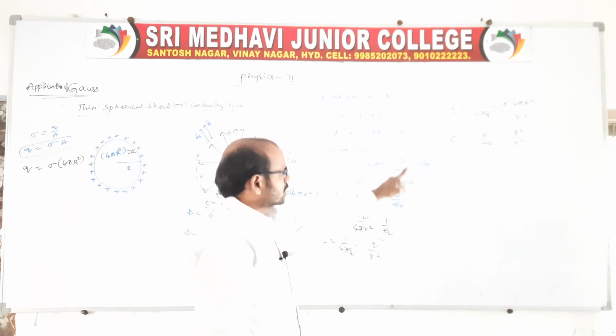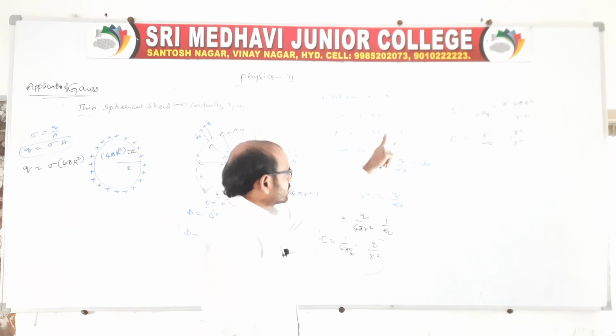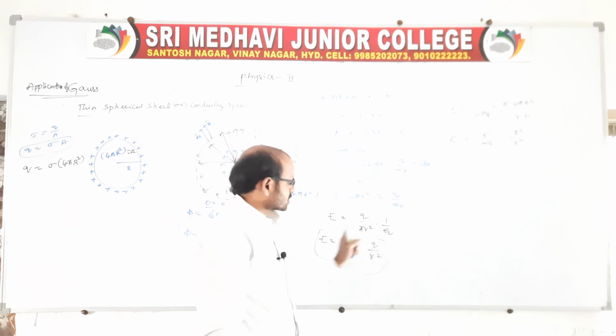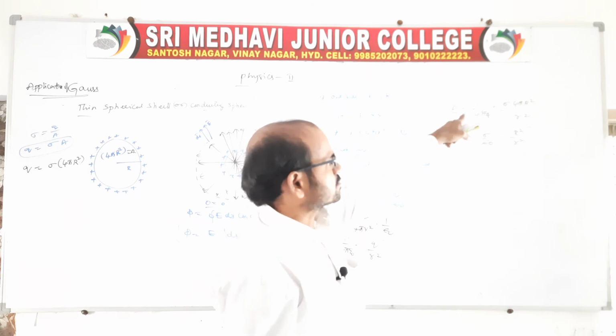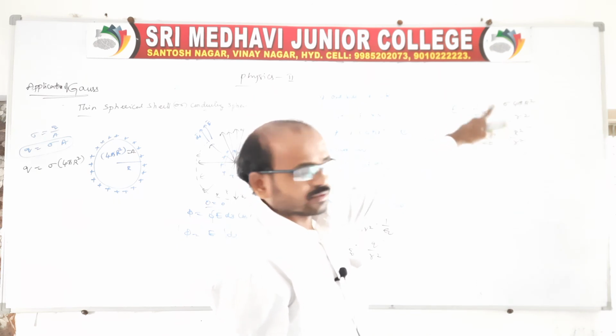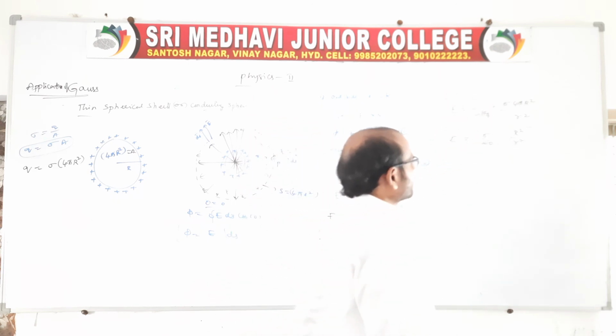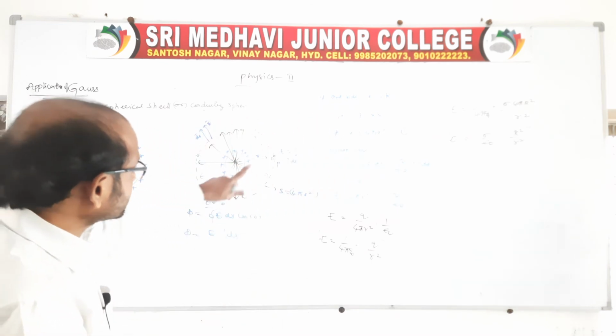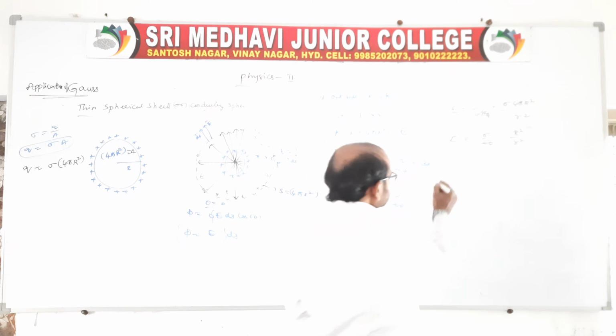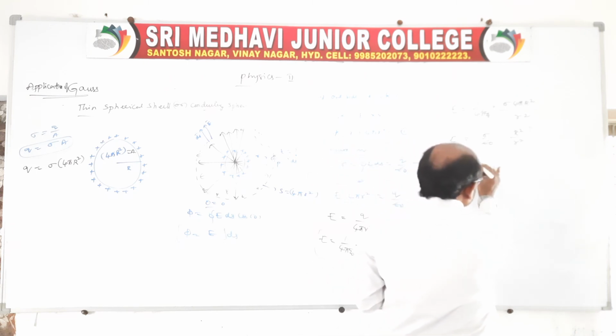Then according to Gauss law, E is equal to Q by epsilon naught, E is equal to Q by 4 pi r square, 1 by epsilon naught. Then E is equal to 1 by 4 pi epsilon naught Q by r square. We know surface charge density sigma into 4 pi r square. Therefore, E is equal to sigma by epsilon naught into capital R square by small r square. It is outside.